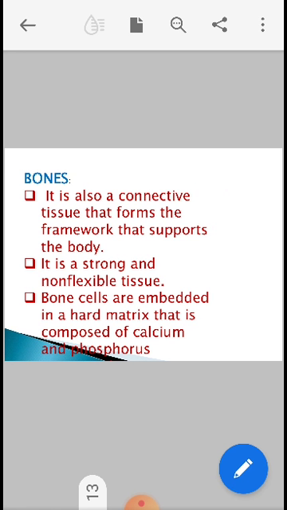These are strong and non-flexible tissue. Now when we talk about bones, it is but obvious that they are strong and non-flexible, meaning we cannot bend them, we cannot just move them as we like.